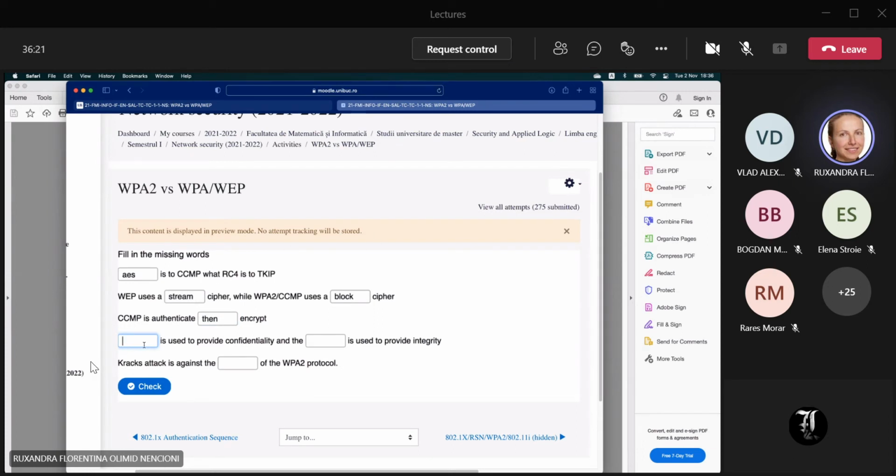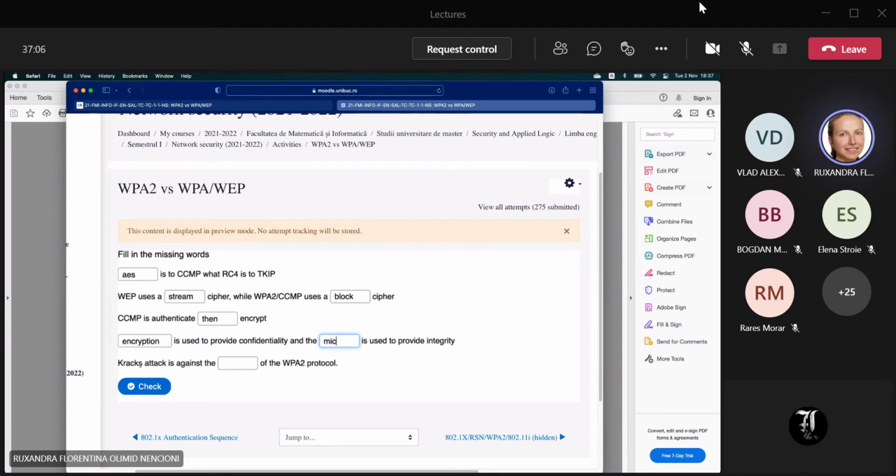What is used to provide confidentiality? What is used to provide integrity? Encryption is used to provide confidentiality. Yes. And the MIC, yes, to provide integrity. Here it's accepted. There are accepted even others. You can put MAC, message authentication code, MIC, message integrity code. I tried to put more possibilities. If you wrote something similar and they didn't take it, you can let me know. So I put as many correct answers as possible here.